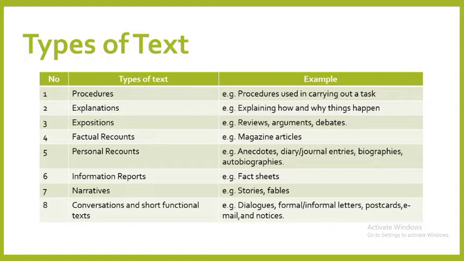Alright, and the next one is personal recounts. The example of this type of text is anecdotes, journal entries or diary, biographies, and autobiographies. And the next one is information reports. The example of this type of text is fact sheets. And the next one is narratives. The types of this text are stories and fables. And the last one, conversation and short functional text. The examples of this type of text are dialogues, formal or informal letters, postcards, email, and notice.